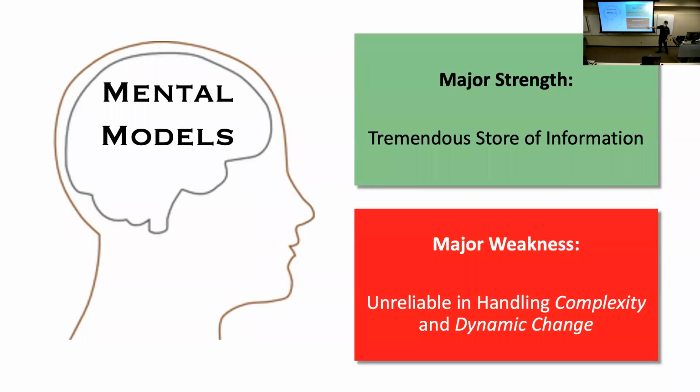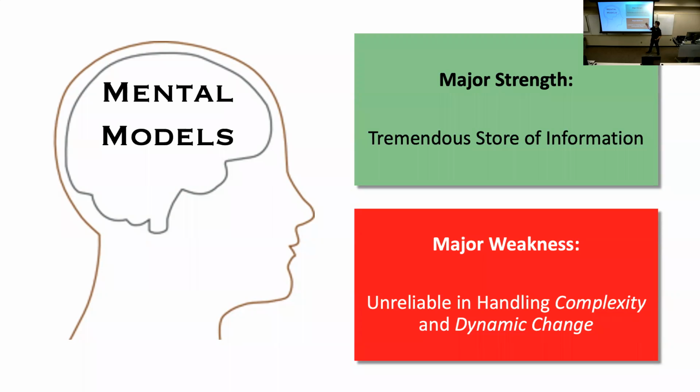But the weakness of mental models is there are some, and there were some people that responded online that they said they actually didn't, they bravely volunteered that they actually didn't see the solution to that. So I appreciate that, volunteering that. So the weaknesses of mental models is they're unreliable at handling complexity and dynamic change.